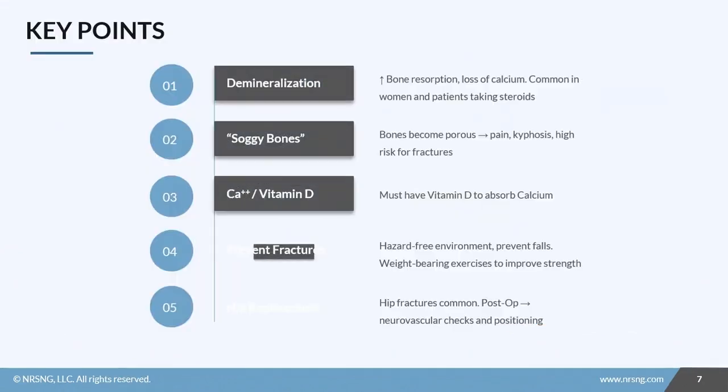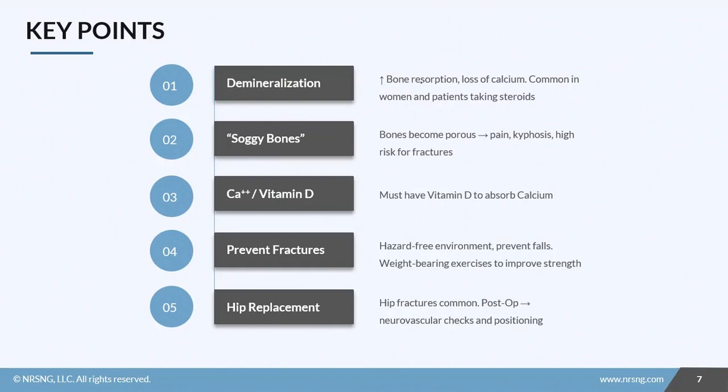So let's recap quickly. Osteoporosis is demineralization of the bone caused by increased resorption of calcium out of the bone. So we see a net loss of calcium. It's common in women and patients taking steroids, especially the older they are and the longer they've been on the steroids. These bones become porous. Patients will experience joint pain. They may experience kyphosis of the spine where it bends forward, and they are at super high risk for fractures.